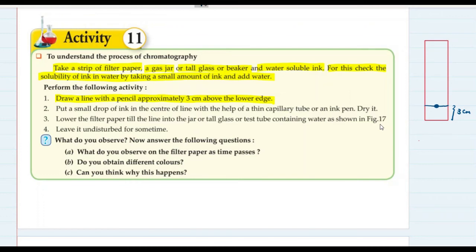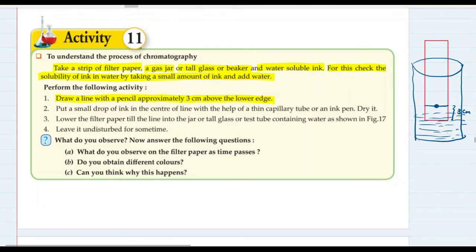Lower that filter paper till the line into the jar or tall glass containing water. So basically, if you have a water container filled with some part of it in water, we need to lower this filter paper into water, but make sure that the line on which you have put the ink drop stays above the surface of water.